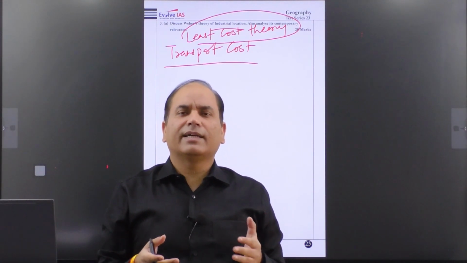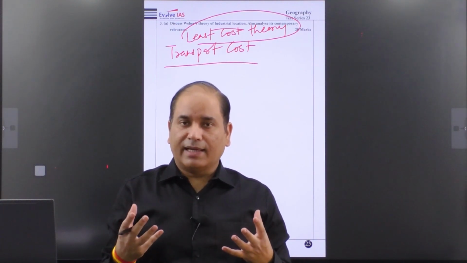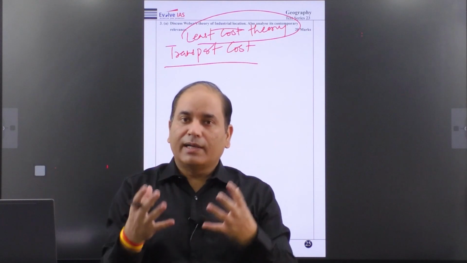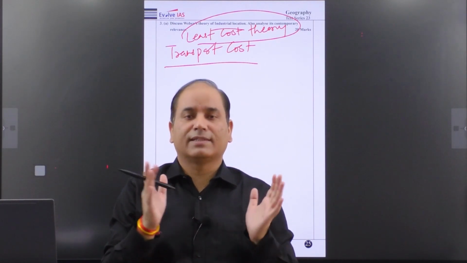Some of the industry, like one of the best examples, is cotton textile. So cotton textile, we have oil refineries. So these are the examples of footloose industry.